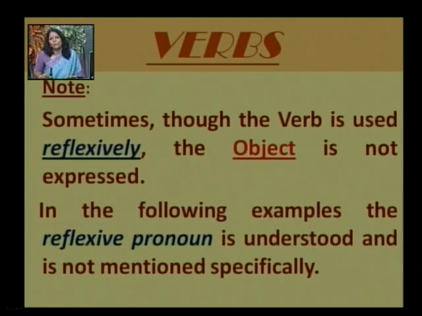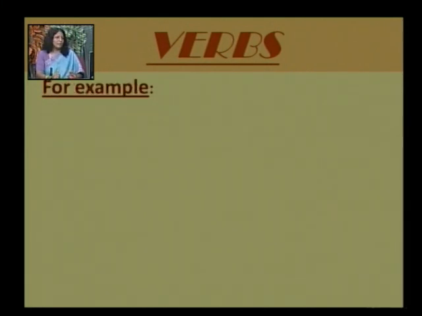Now this is to be noted that sometimes, though the verb is used reflectively, the object is not expressed. The earlier part we did was that the subject and the object are the same, but there are exceptions where the object is not expressed. That is to be understood. It is not mentioned specially. So you have to have a unique way to find out what is expressed. That is what you have to find out. Now you have some examples to work out.